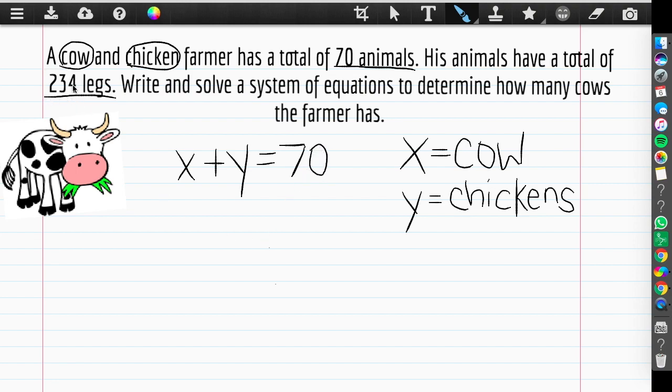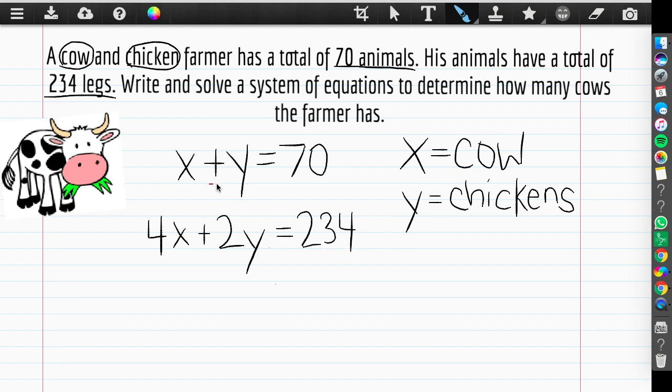We'll also write another equation that tells us that the total number of legs is equal to 234. Well, I know that cows each have 4 legs, so each cow will have 4 legs, and then we'll add that to each chicken having 2 legs. We're going to come up with an equation of 4x plus 2y equals a total number of legs, which was 234.